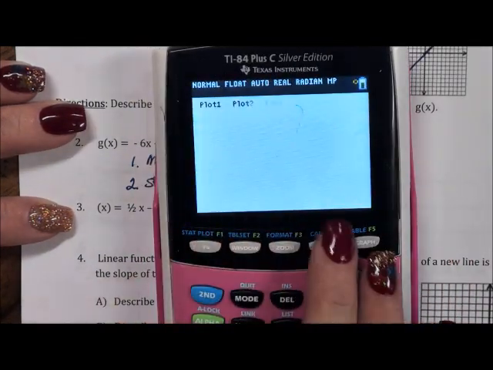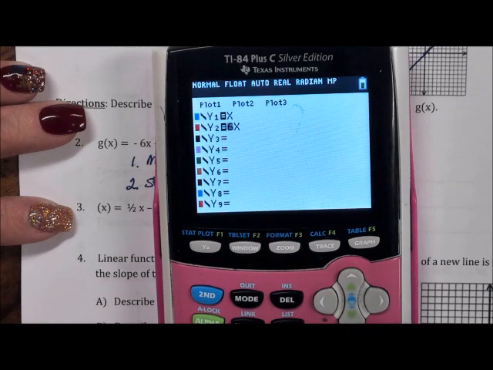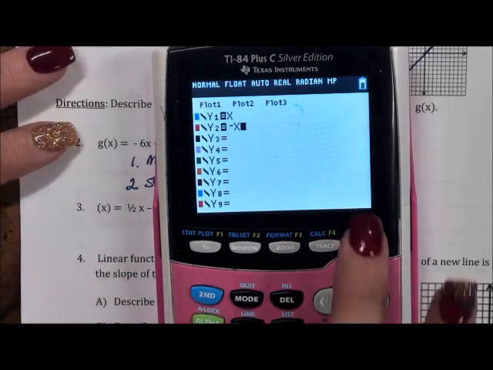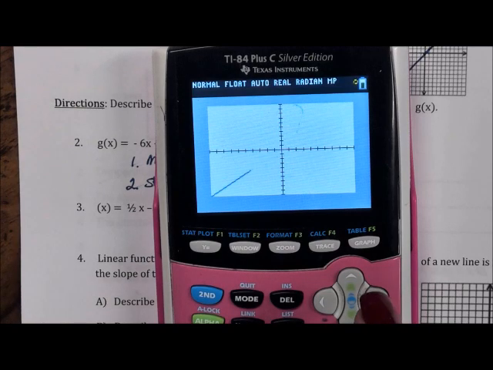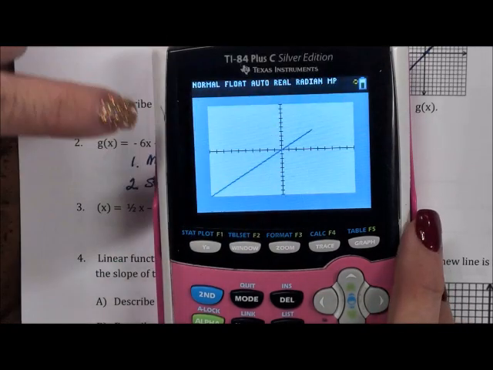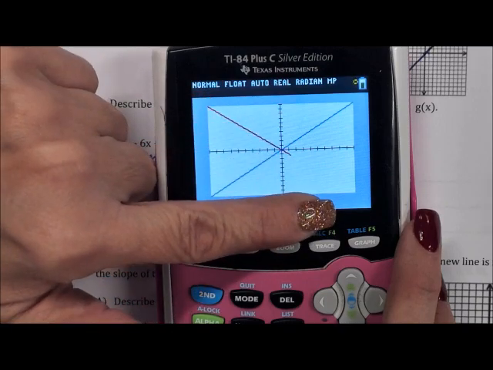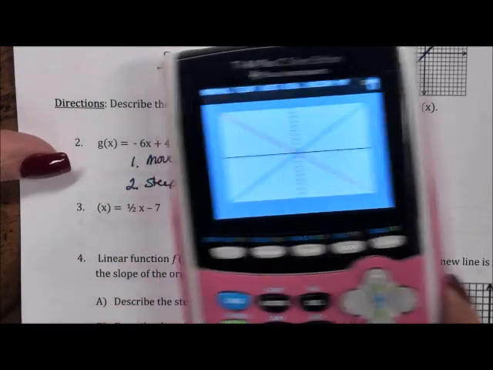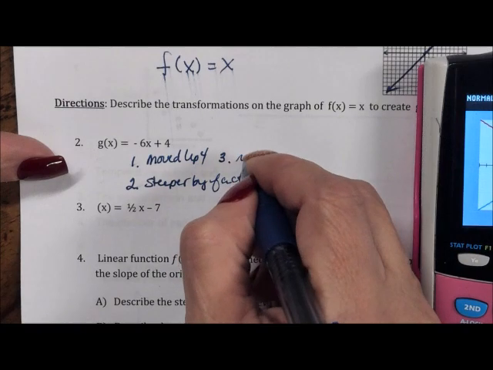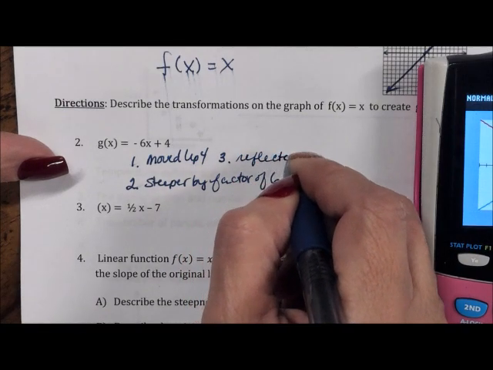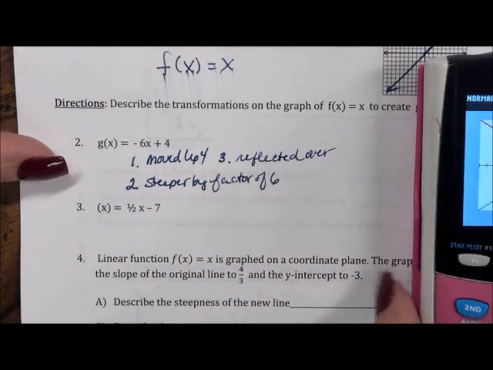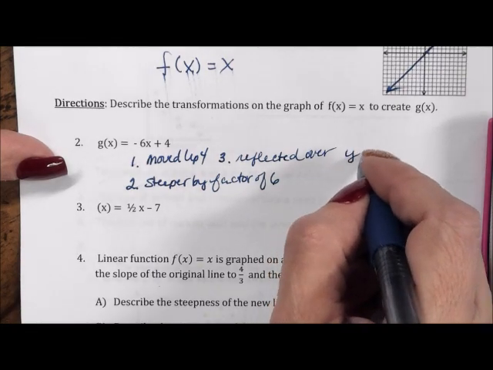And then I would say, okay, well, what happens if I just go down here and I put negative x? Don't put the 6, just put a negative. What does that do? Here's my parent function. It reflected it. So remember, the negative reflects it. So it reflected over the y-axis.